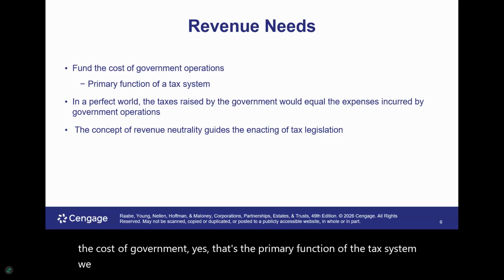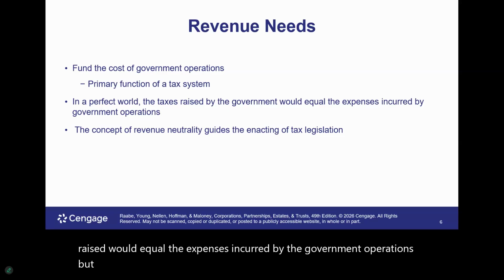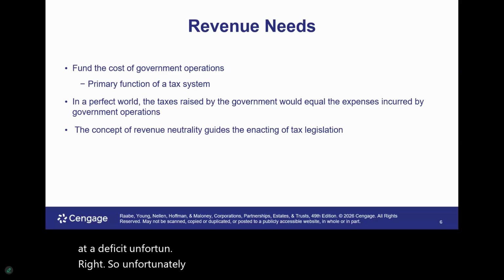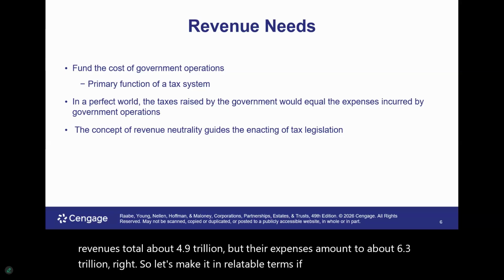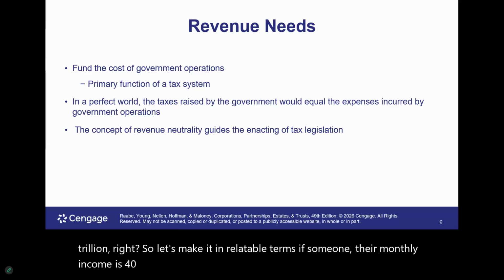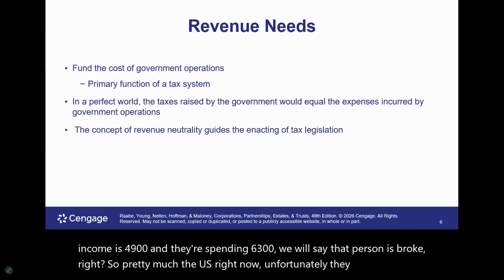We would think that, in a perfect world, as we see here, the taxes raised would equal the expenses incurred by the government operations. But unfortunately, that is not the truth. In the US, we are actually operating at a deficit. Presently, the federal government's annual revenues total about 4.9 trillion, but their expenses amount to about 6.3 trillion. Let's make it relatable: if someone's monthly income is 4,900 and they're spending 6,300, we would say that person is broke, right? So pretty much the US right now is operating at a deficit.